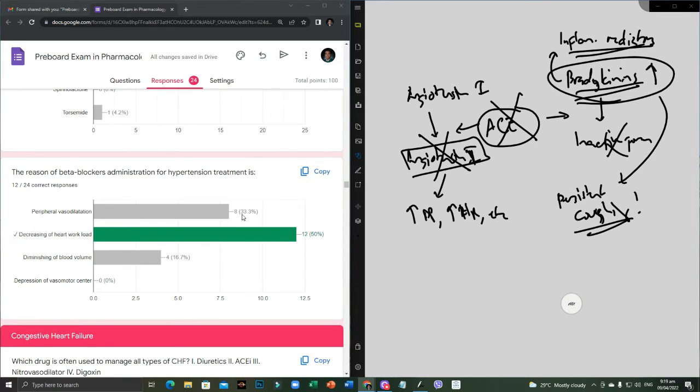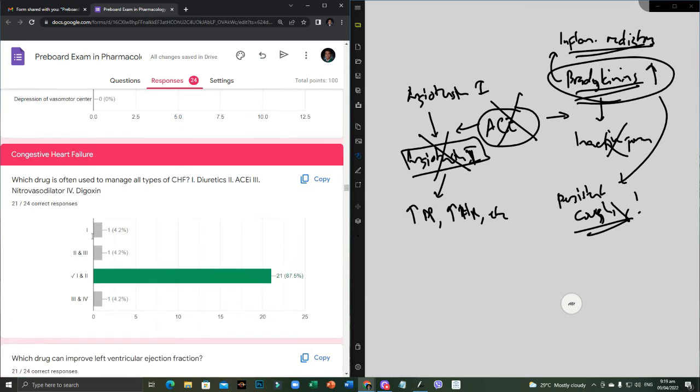Next one. The reason for beta blocker administration for hypertension treatment is very good. The main thing why we're using beta blockers is to decrease the workload of the heart. So by reducing the workload of the heart, we reduce blood pressure. Right. Next one. Congestive heart failure.